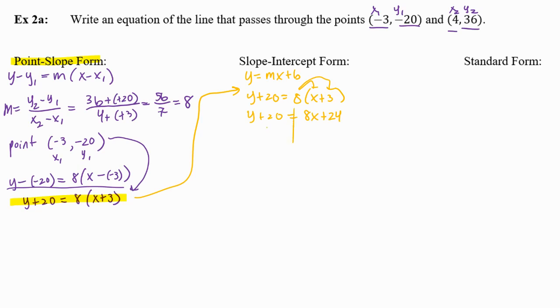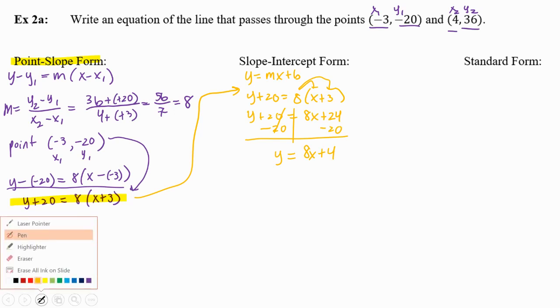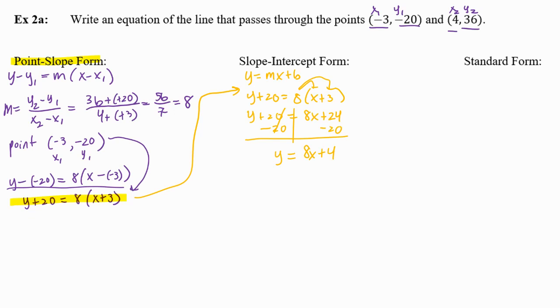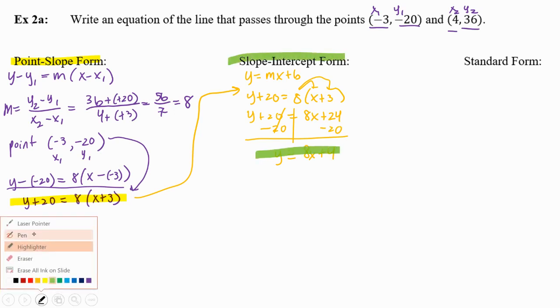And then we want to get the positive 20 to the other side. So we're going to subtract it. On my left, the 20s will cancel. They'll give me 0. So I can bring down the y equals 8x has nothing to combine with. 24 minus 20 will combine because they're constants, which will give me a positive 4. Okay, so we wanted slope intercept form. Here it is. Y equals 8x plus 4.